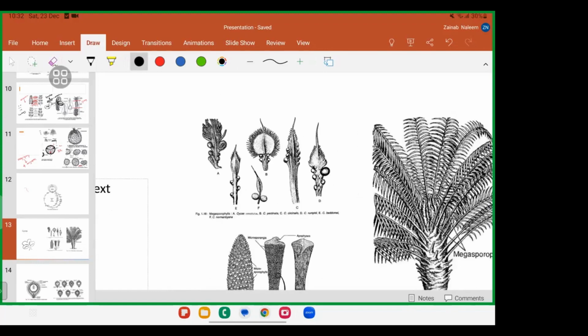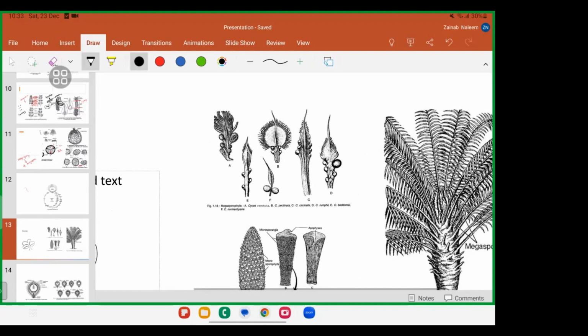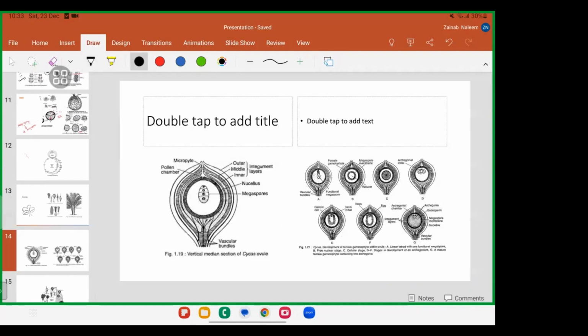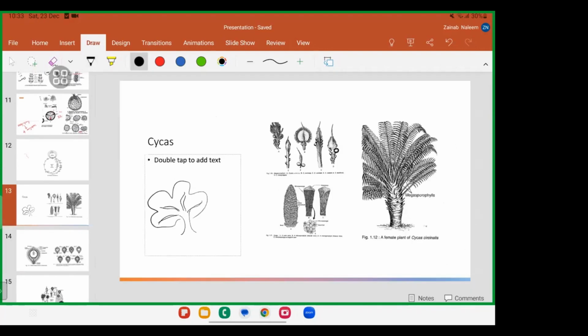The same story, the megasporophylls, which means the leaves. The megasporangium is enclosed in the protective layer called integument to form the ovule. Integument has small pores in the distal end of the ovule called the micropyle. Okay, let's see, yeah, I have a picture.